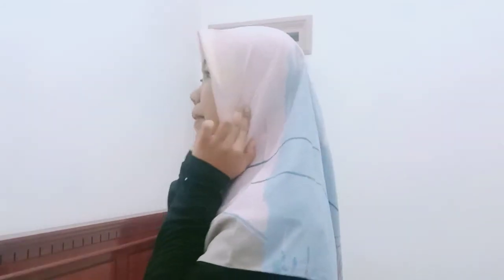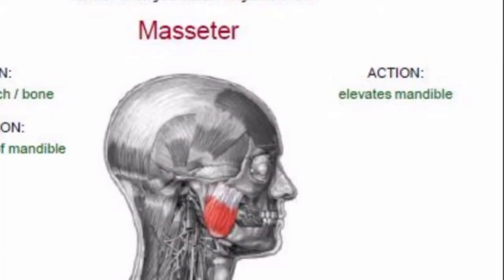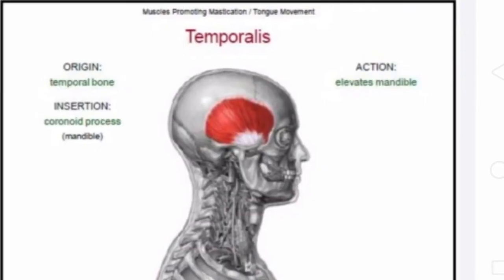Next is the masseter muscle, maybe here, and the action is to elevate the mandible. This is the temporalis muscle here, and the action is the same as before, to elevate the mandible. Next is the sternocleidomastoid muscle here, and the action is to flex or to laterally rotate your head.